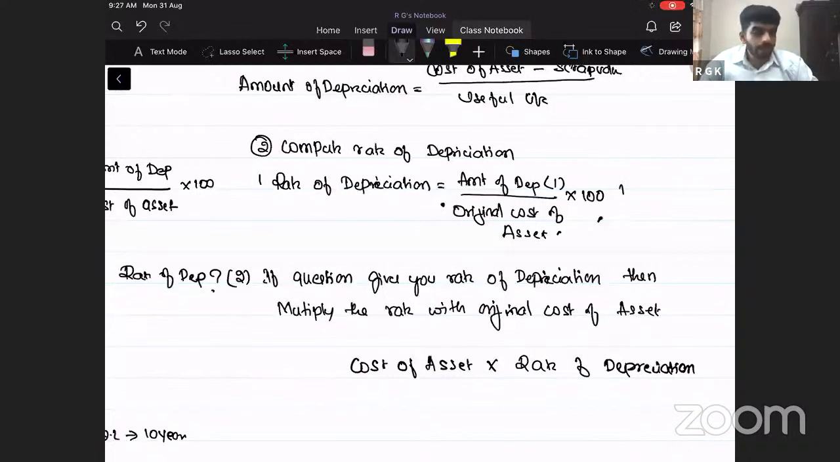Another doubt is why repairs will not be added to the cost of the asset. One logic given to me is that since the asset is purchased, we are incurring repairs.